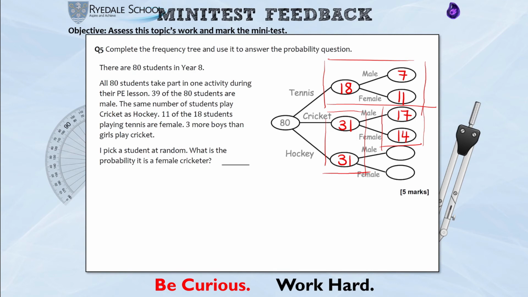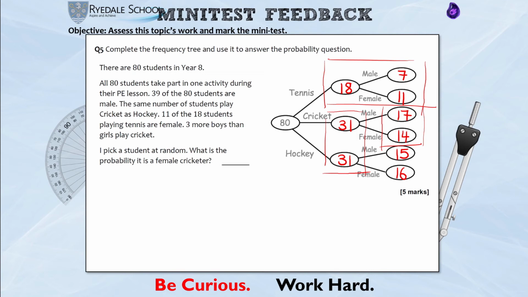Finally, what's the bit of information that I've not used? It's the fact that 39 are male. Well, I've already allocated 17 and 7. That's 24 males. So there must be 15 further males, and that must be 16, because these need to add up to 31.